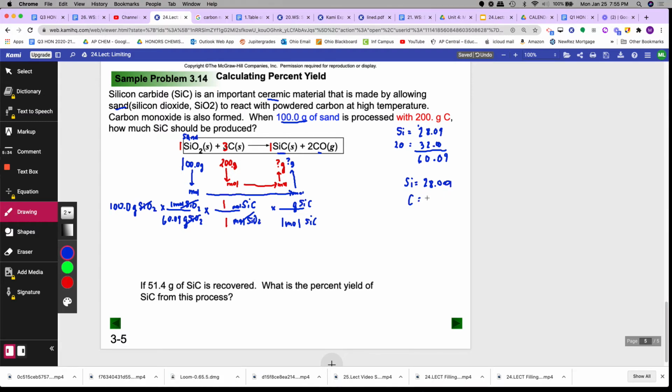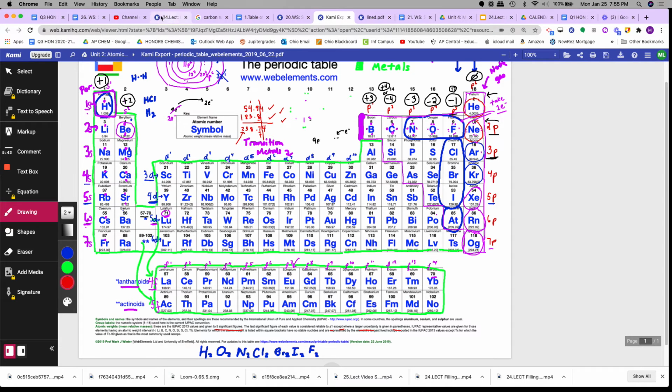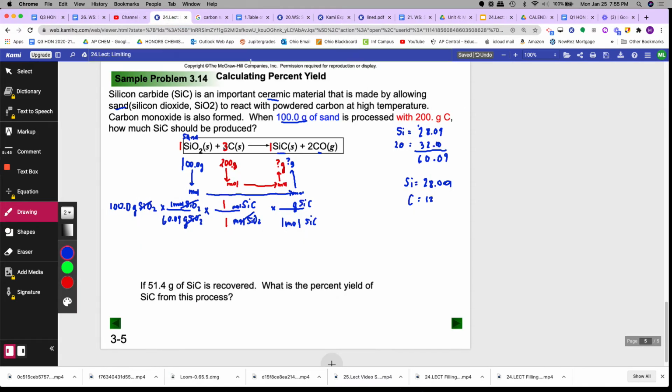Carbon is 12.01, is it? Let's see. 12.01, yes. Okay. 12.01, 10, carry 1, 2, 3, 4, 40.10. 40.10 equals, do that math, get my calculator.